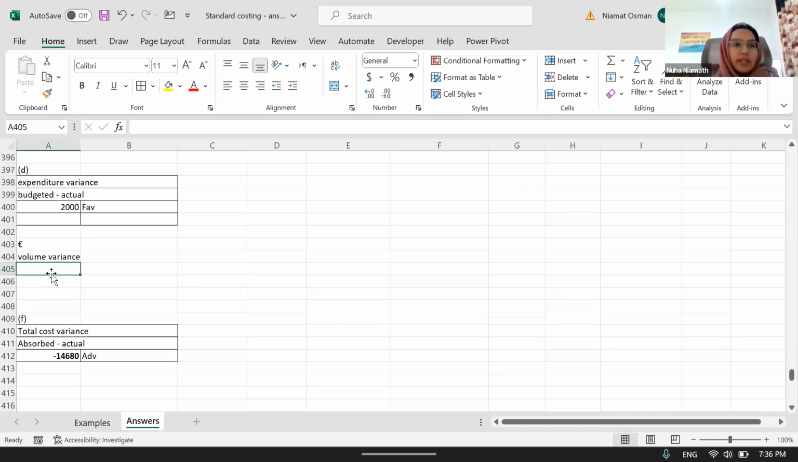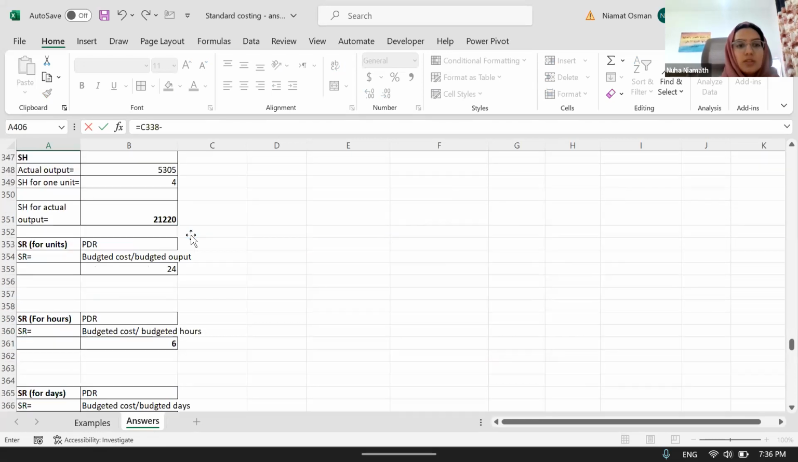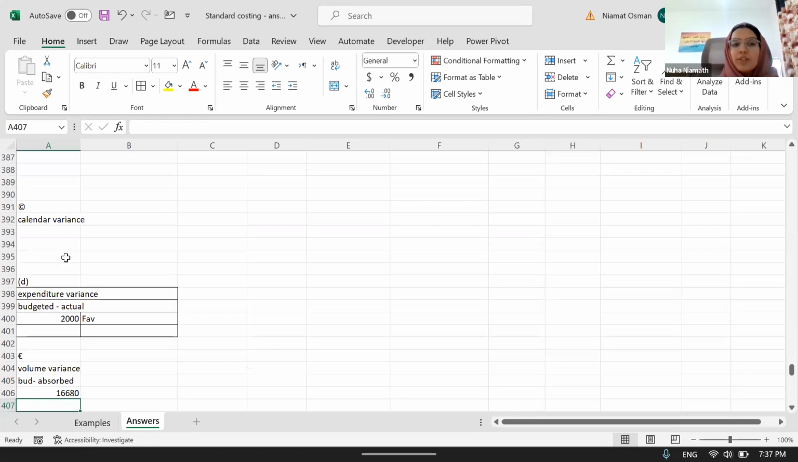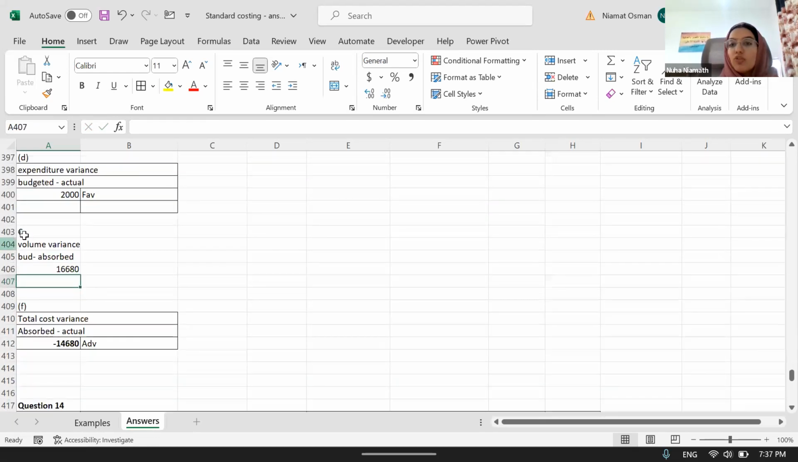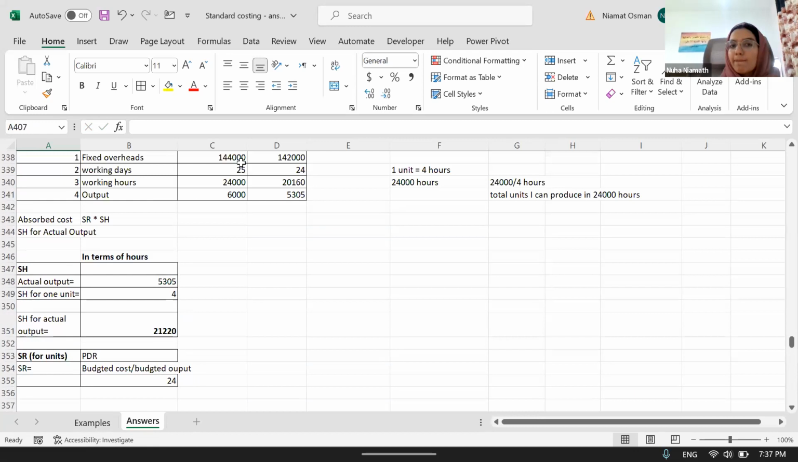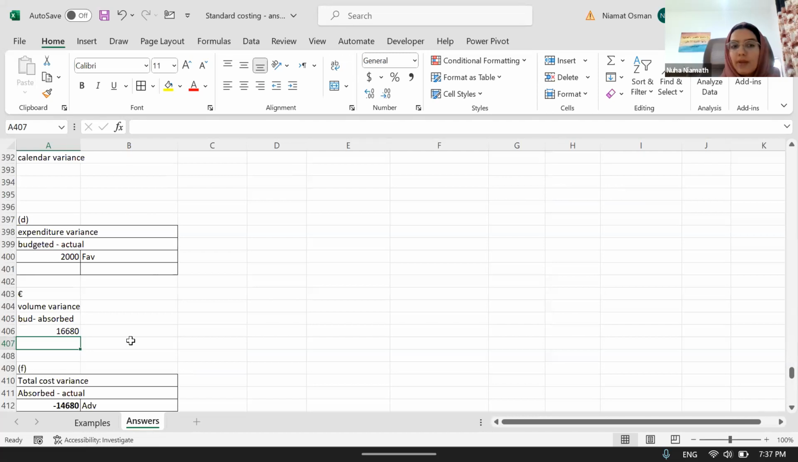Budgeted and absorbed. Correct. Now tell me. Budgeted is 1,44,000. Absorbed is 1,27,000. How do we check if it's favorable or not? What did I tell you? Think of budget as actual in this case. So if budgeted is more here, is it favorable or adverse? Budgeted is more. Adverse. Yes, correct.